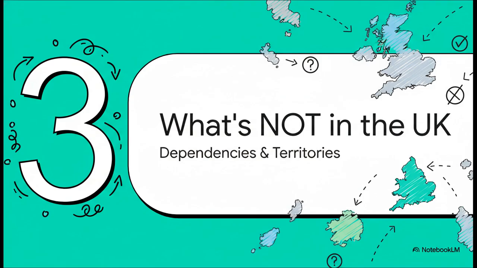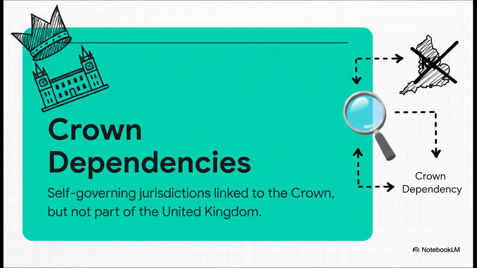Okay, you're doing great. Now that we've nailed the main stuff, we've got to add one more layer of complexity. See, there are other territories that have a special relationship with the UK, but, and this is the important part, they are not part of the UK. And you can bet the test is going to try and trip you up on these. So first up, you have the Crown dependencies. These are pretty interesting. They're basically self-governing islands. They have their own laws and everything. Their link is directly to the monarchy, the Crown, not to the UK government. So for your test, the big headline you need to remember is they are not part of the United Kingdom.